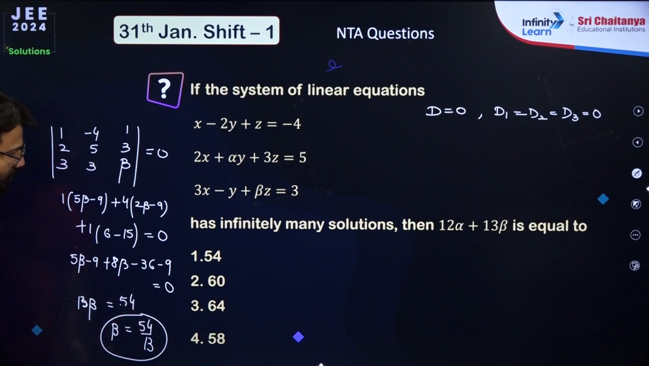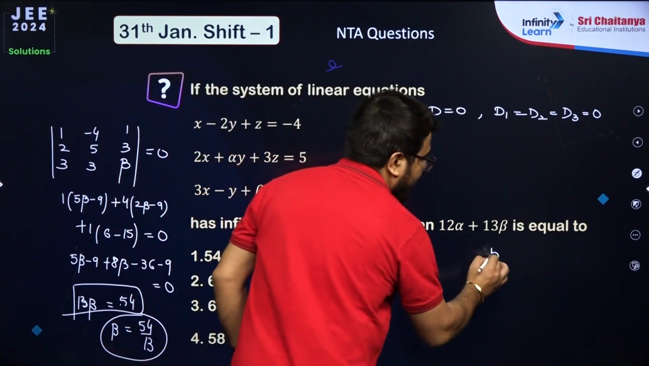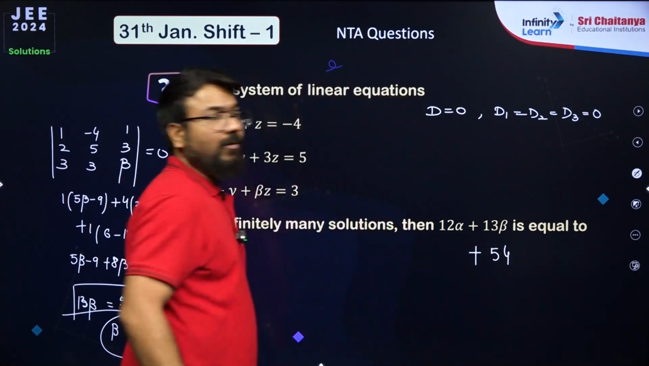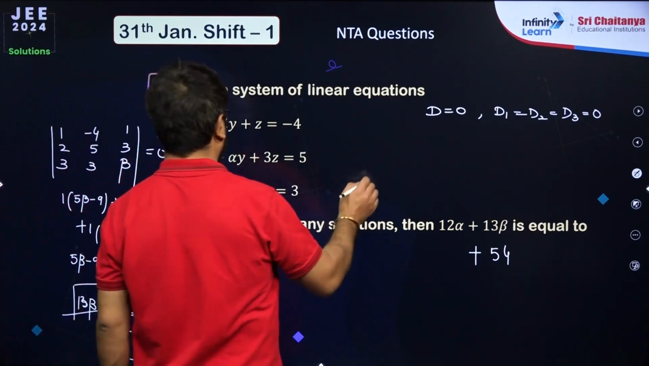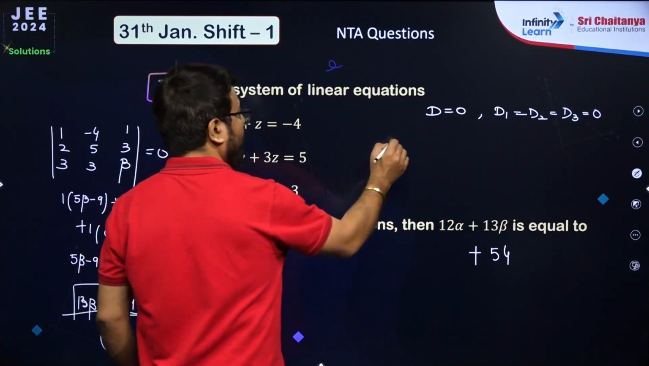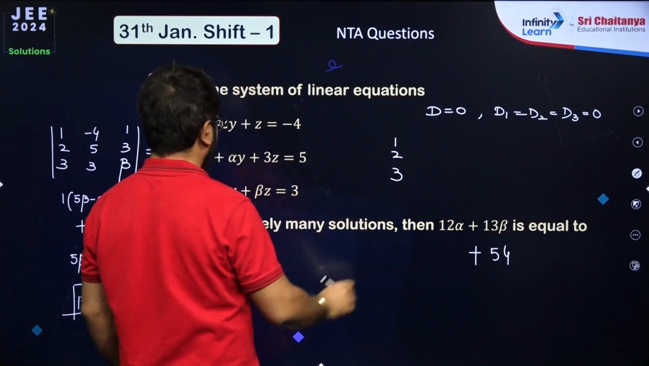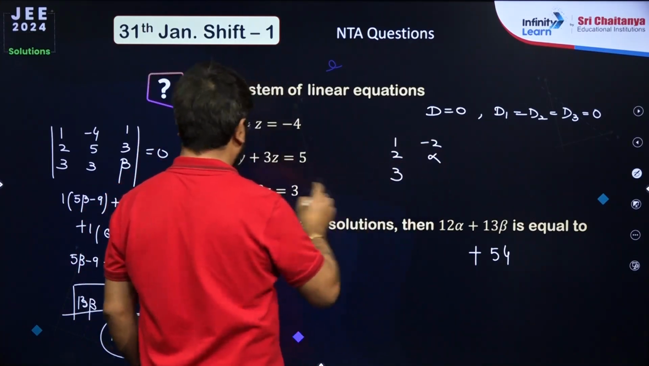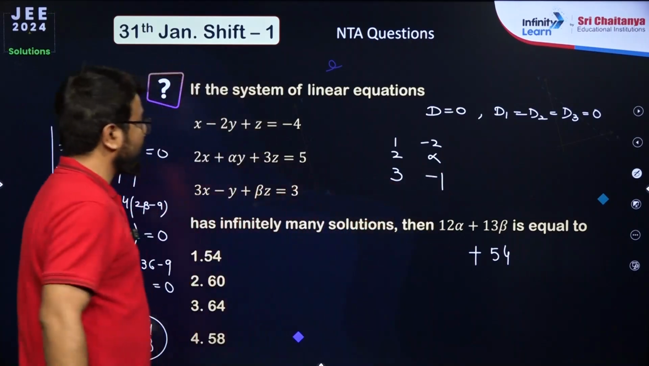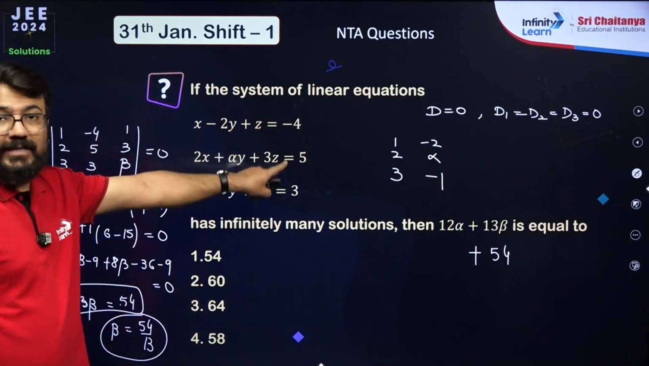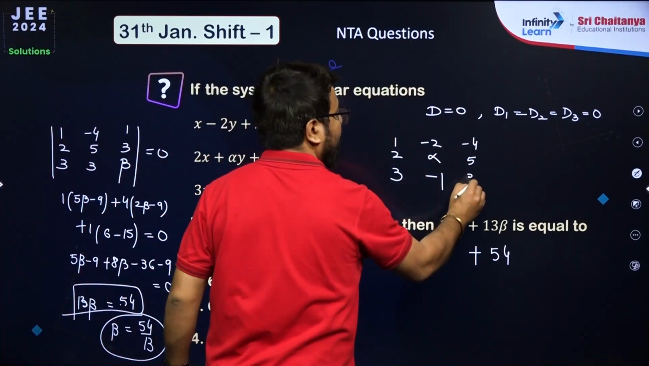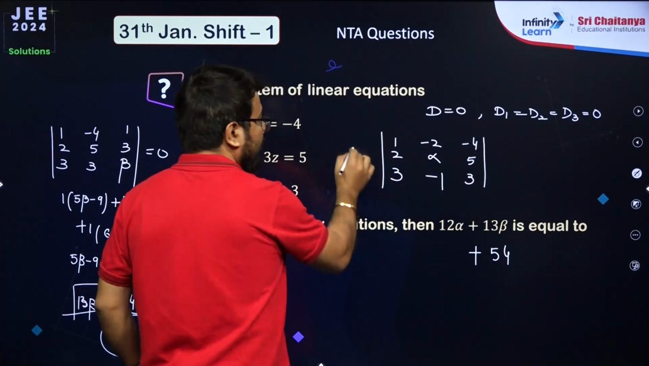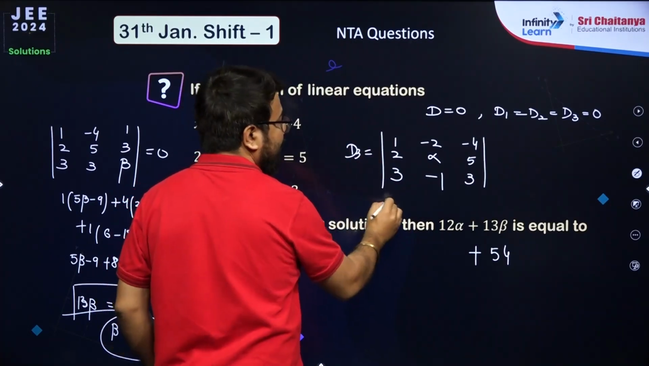I hope you understood. Or we want to get the value of 13 beta, I think so. Yeah, 13 beta is 54. Now I want to get 12 alpha. For that I will be writing the value of D2, D3. So 1, 2, 3 will be as it is. Minus 2 alpha and minus 1 will be as it is. Instead of this third column, I need to replace minus 4, 5 and 3. Minus 4, 5 and 3. This is actually D3. Make it 0.